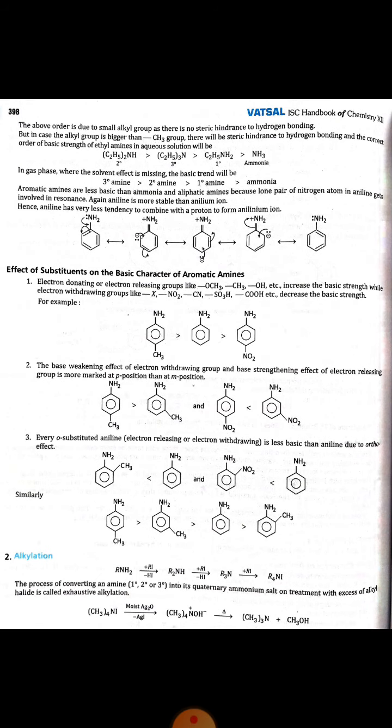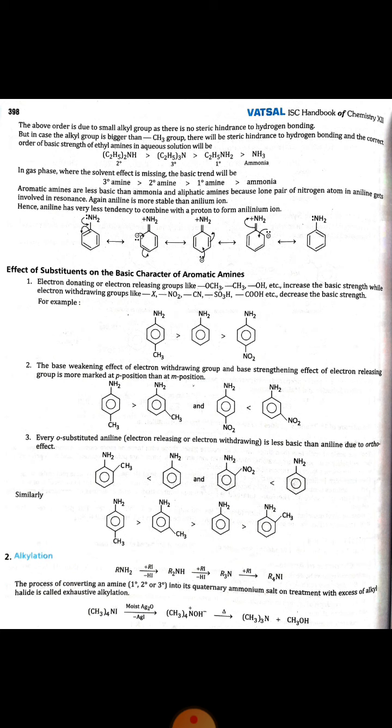Next, if we compare the basic strength in the gaseous state, the order is changed. The most basic is the tertiary amine, then secondary amine, primary amine, and ammonia. And next we have aromatic amines. Aromatic amines are less basic than aliphatic amines, because the lone pair of the nitrogen atom present in aniline is involved in resonance, and aniline is more stable than the anilinium ion. Hence aniline has very little tendency to combine with a proton to form an anilinium ion.